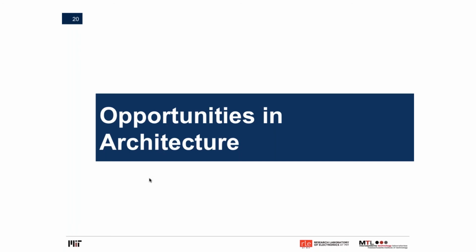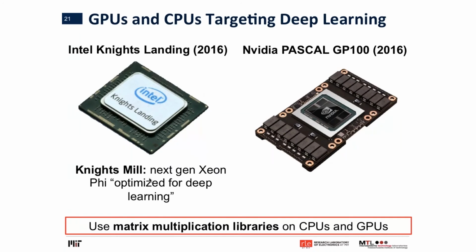So let's first start with opportunities in the architecture itself, which means taking the neural network and mapping it onto existing hardware. As we know, the devices of choice for general purpose compute that's being used for deep learning are GPUs and CPUs in some of these cases. So we have, for example, Knights Landing from Intel, and they're releasing the next version, which is going to be more optimized for deep learning, and we know that people have been training and using GPUs from NVIDIA for deep learning over the past few years.